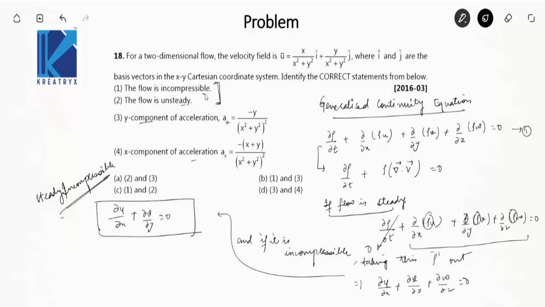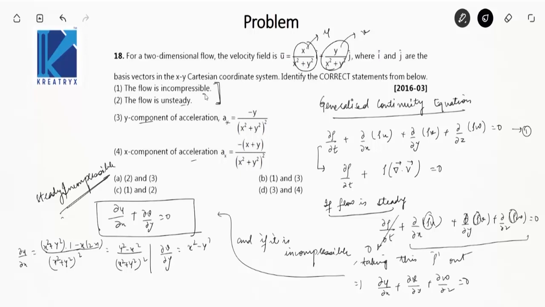Now this is the u component of velocity and this is the v component of velocity. Let's find del u by del x. Del u by del x is, with x square plus y square whole square in the denominator, and this differentiation you can solve, I guess, so this will be y square minus x square upon x square plus y square whole square. Similarly, find del v by del y. That will be equal to x square minus y square upon x square plus y square whole square. Partial differentiation you can solve, I guess. If you add both of them, you will get 0.